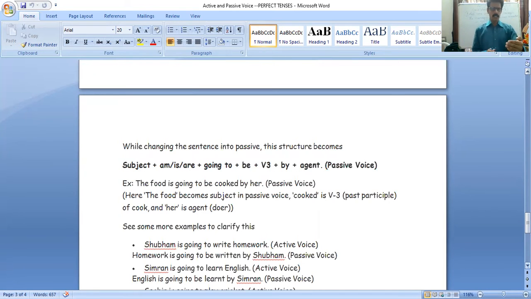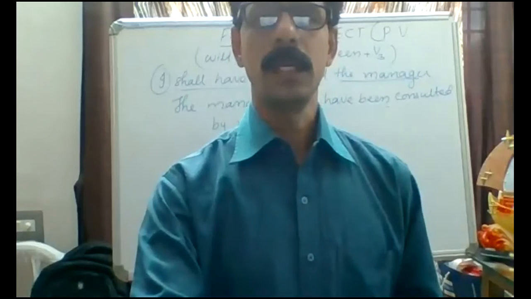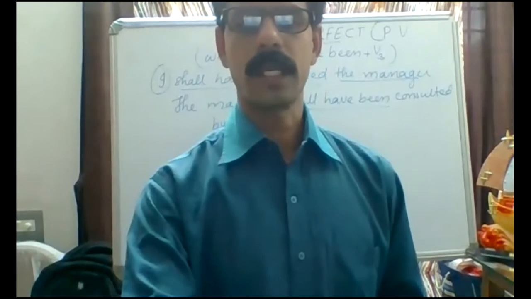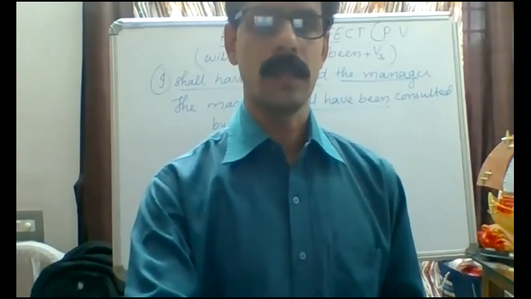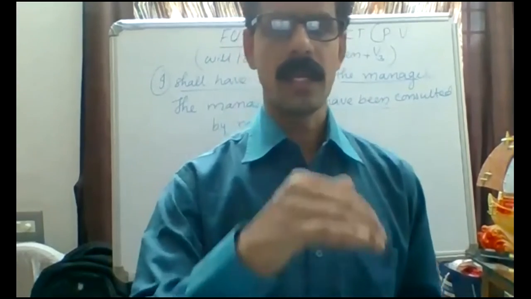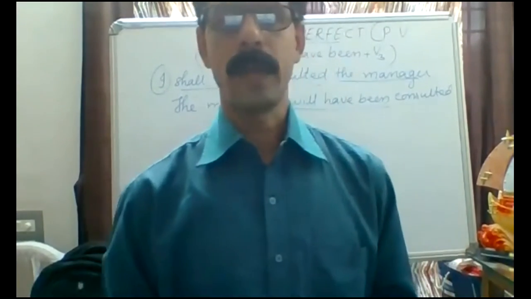Next down you see, Shubham is going to write homework. Answer is, homework is going to be written by Shubham. Simran is going to learn English. English is going to be learned by Simran. This is also a passive construction. So I hope everybody understood the method of framing sentences, how to change active voice, present perfect, past perfect, and future perfect into passive.